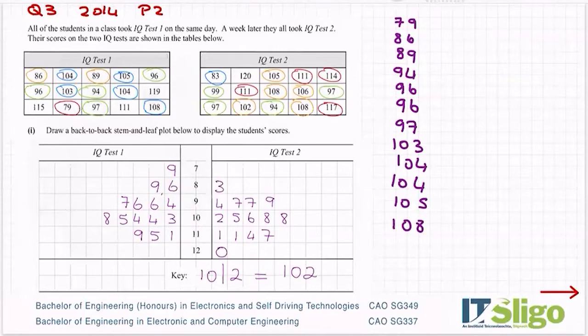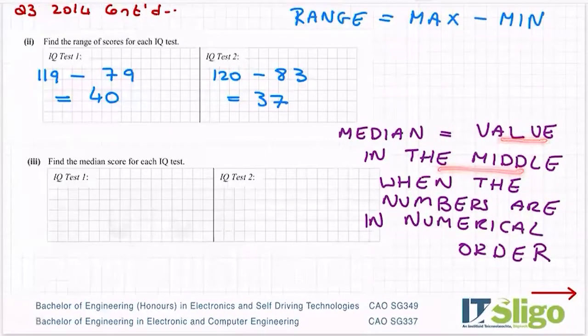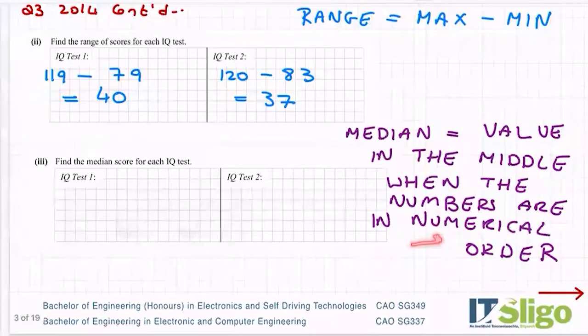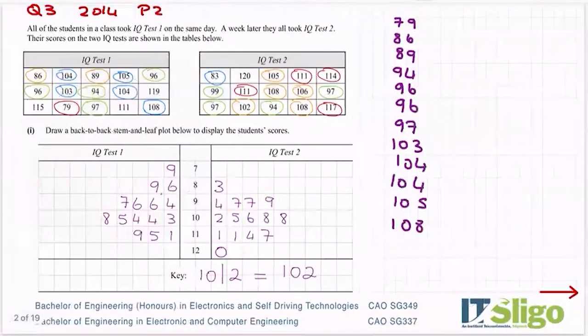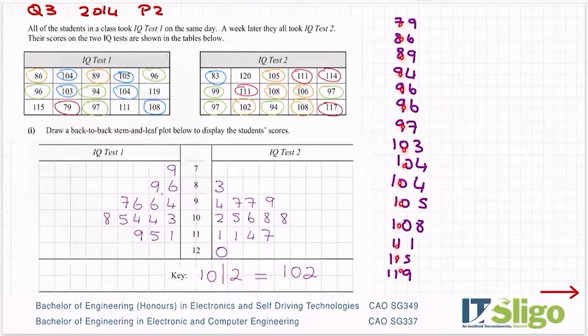Why am I doing them from the stem and leaf and not from up here? Well, it's because these are in numerical order. So remember what I said median was. It's the value in the middle when the numbers are in numerical order. Okay, so me reading them off the stem and leaf that I've already done is having them in numerical order. So I was at 108, so the next one is 111, 115, 119. That's it. Okay, so 15 values. So find the number in the middle.